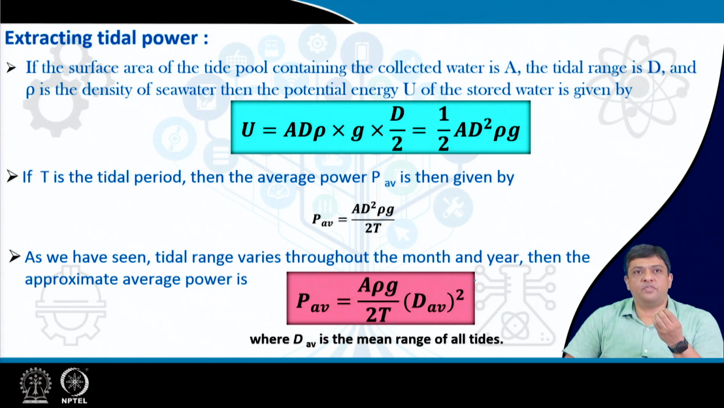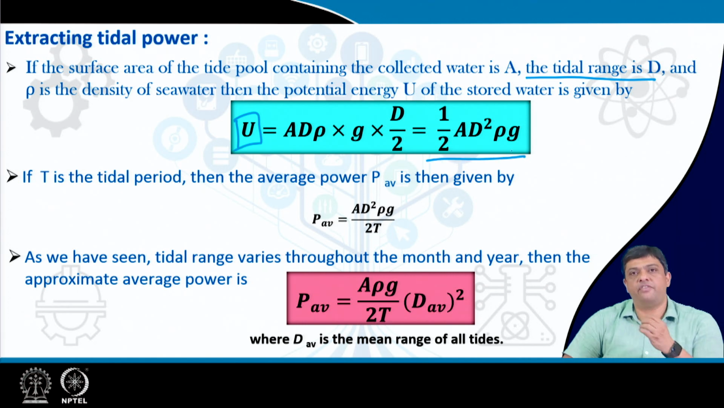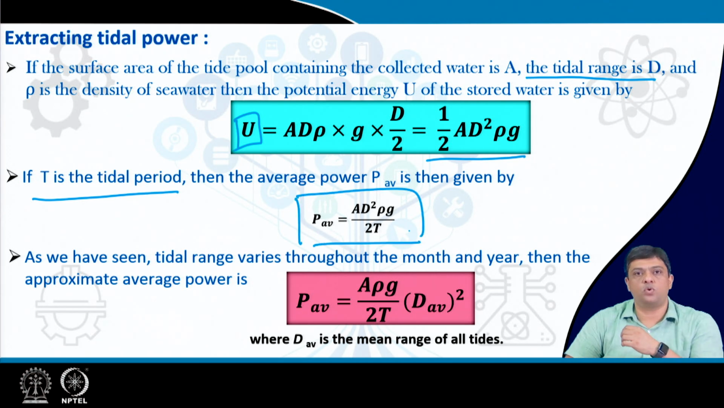So, if the surface area of the tide pool containing the water is A, let us say the tidal range is D and rho is the density of the sea water, what would be the potential energy that you will obtain for the stored water? That would be U equal to half A D squared rho g. If T is the tidal period, then the average power would be obtained as P average equal to A D squared rho g by 2T.